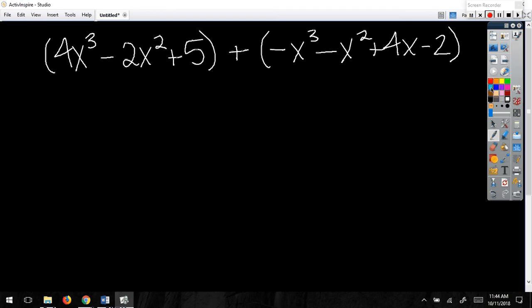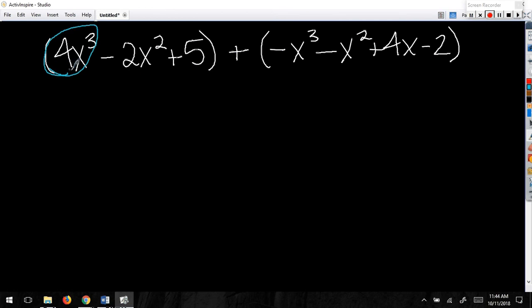I hope you've had a chance to work this out, so let's do it together. Start with the biggest exponent. I've got a power of 3 in this one and a power of 3 in this one. So together, remember I'm just combining the coefficients. This is a 1 here, so I've got 4 and negative 1, which gives me 3. And I leave the variable and the exponent alone. And I'm done with those.